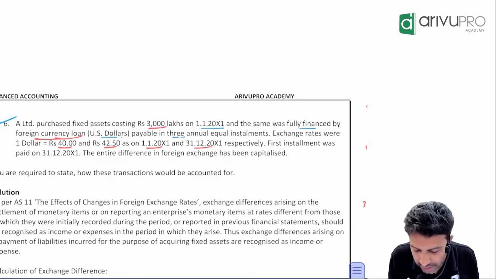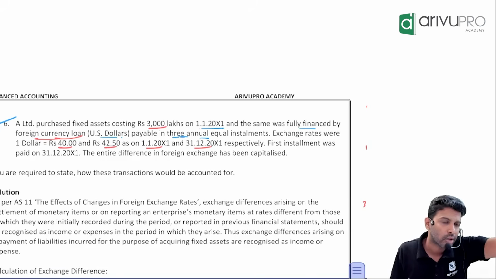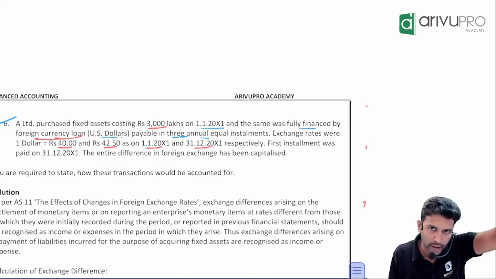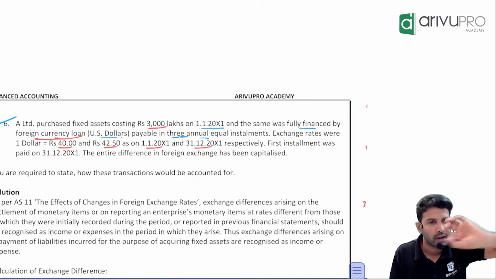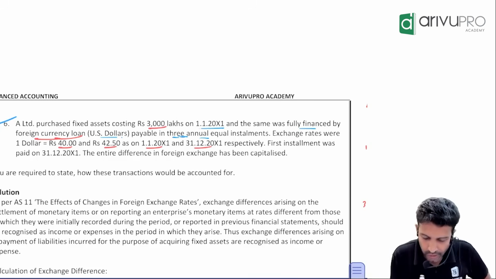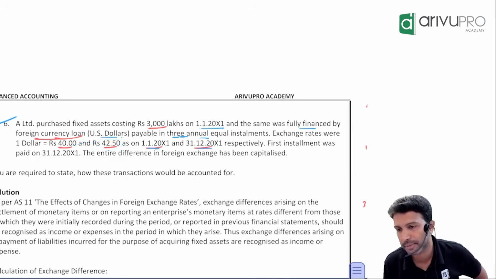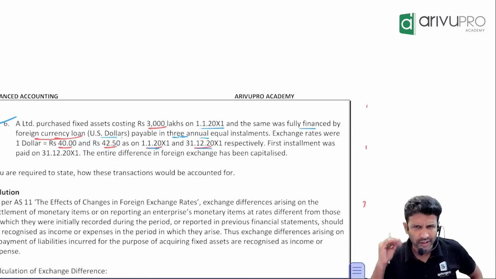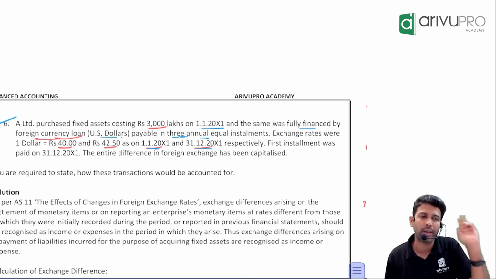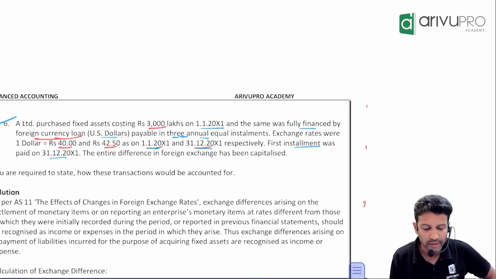And this loan is payable in 3 equal annual installments. That means you will repay this loan in 3 years. Short-term or long-term loan? It's a long-term loan, utilized for what purpose? Depreciable asset. If they say fixed asset, always take it as a depreciable fixed asset. Exchange rate was $1 equal to 40 rupees on 1st January and $1 equal to 42.5 rupees on 31st December. If they give you 31st December, that indicates we are following the calendar year, January to December, as our financial year. First installment was paid on 31st December.